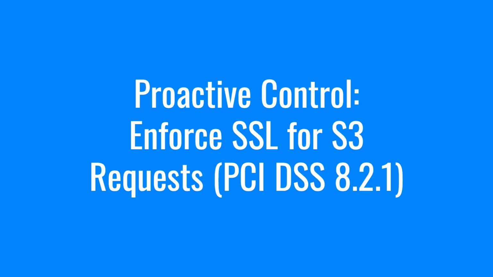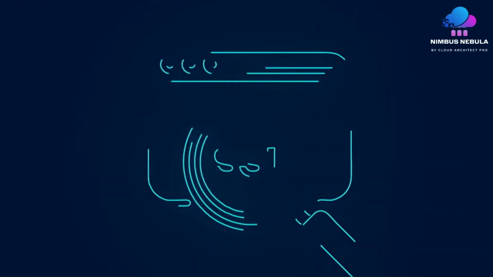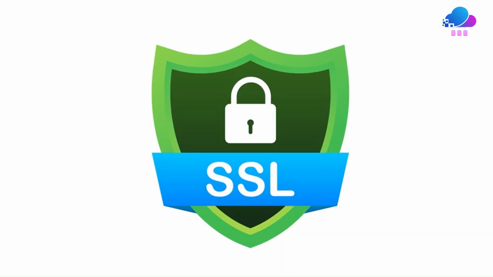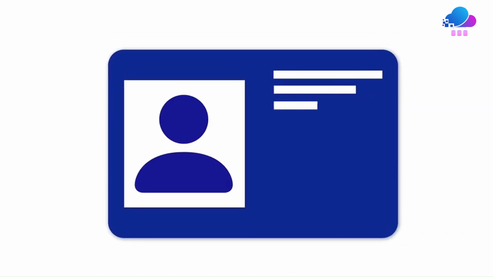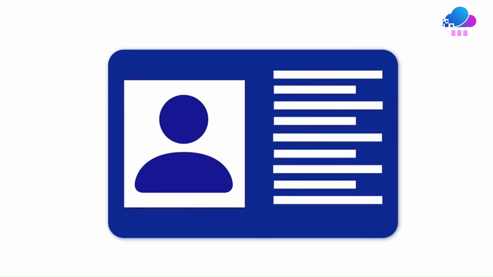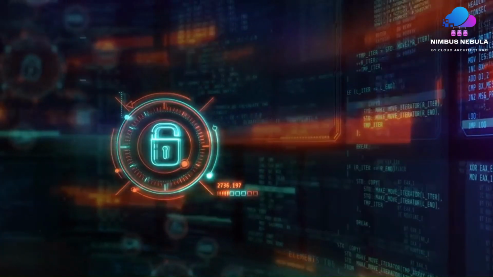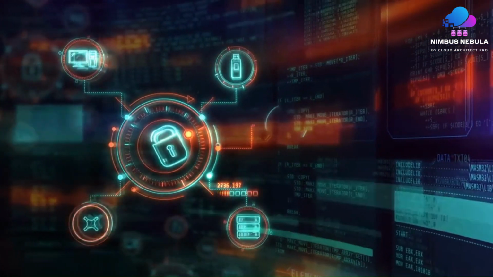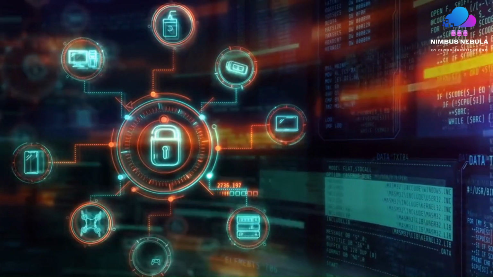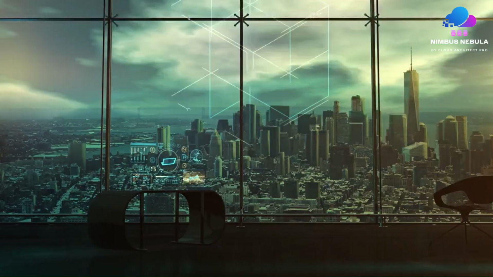Proactive control: enforce SSL for S3 requests, PCI DSS 8.2.1. This requires all communication with your S3 storage to be encrypted using SSL. Imagine it as requiring everyone entering a building to have a secure badge. SSL keeps sensitive information, like passwords or credit card details, safe from eavesdroppers during transmission.